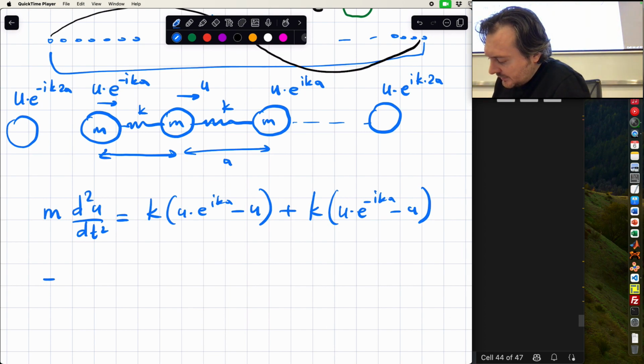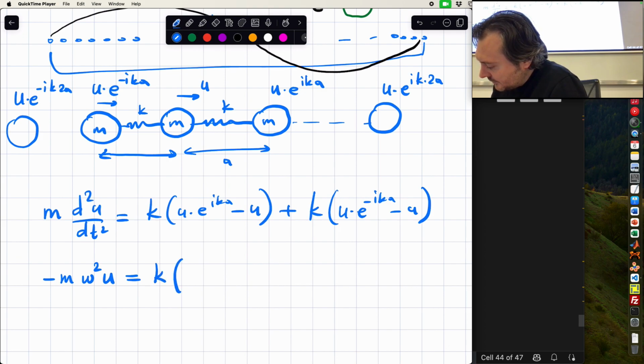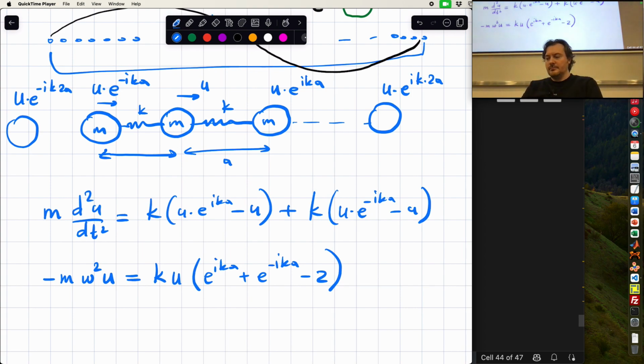Yes. Then we can say minus m times omega squared u. Do you agree with this? Yeah? What else do we have here? k times e to the ika minus 1, e to the ika plus e to the minus ika minus 2. Good?